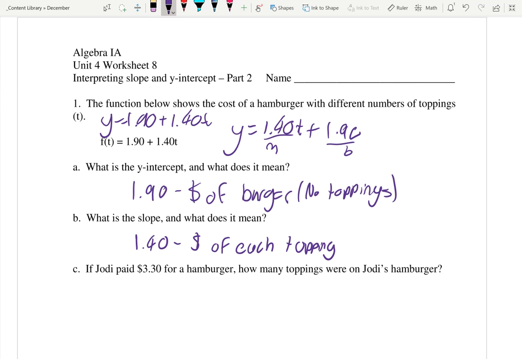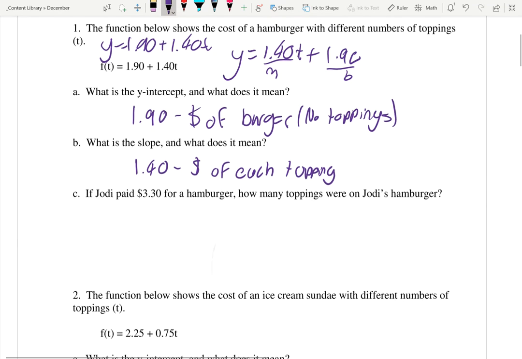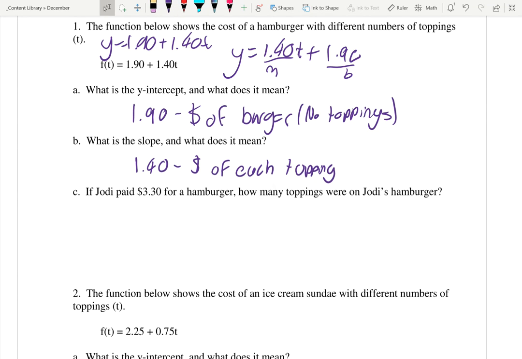So if Jody paid $3.30 for a burger, how many toppings were on Jody's hamburger? So remember, we had the function f of t equals 1.90 plus 1.40t. Now, f of t represents the total price. We know that Jody paid $3.30, so $3.30 as the total price, right? So $3.30 equals 1.90 plus 1.40t. We're trying to figure out t. What is t? So we just have to solve this equation, right?